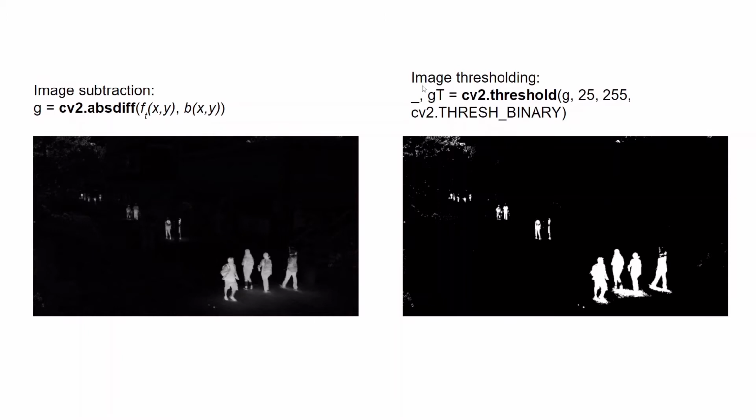The output is actually two variables. The first variable, I call it GT, which is our image, and the other output is actually a boolean value, which is false or true, and here I simply name it underscore because I'm not going to use this variable. Okay, now let us jump to Spyder IDE and I will show you how to do that in Python.